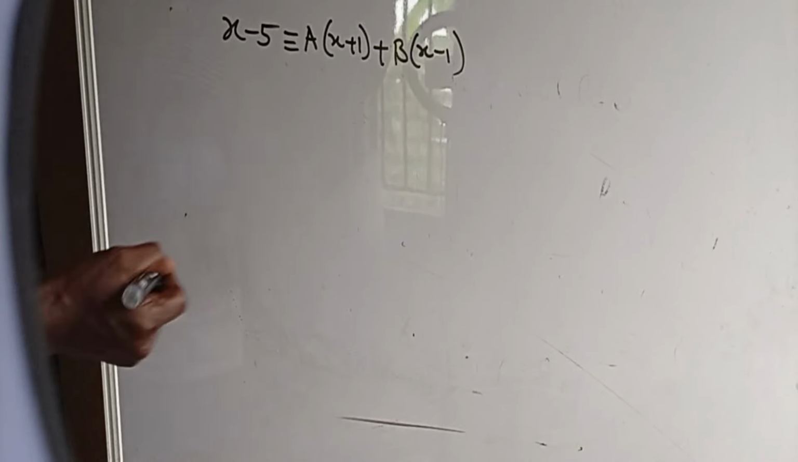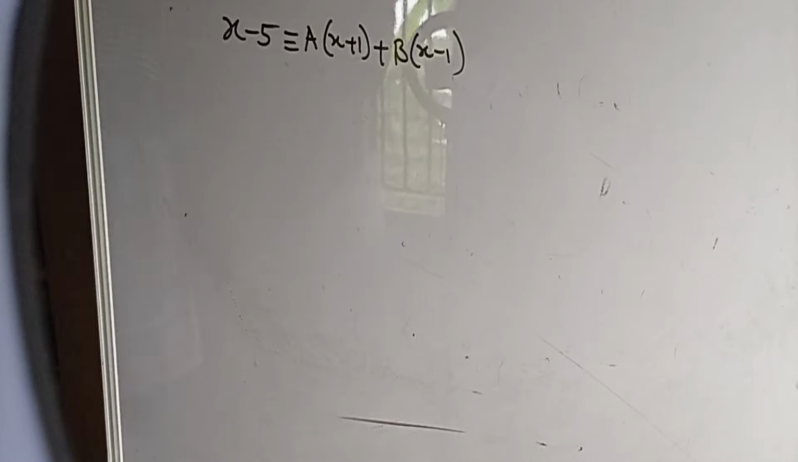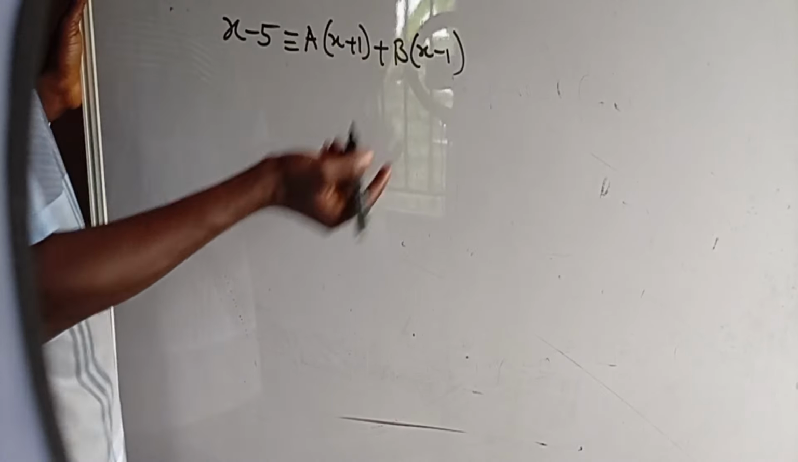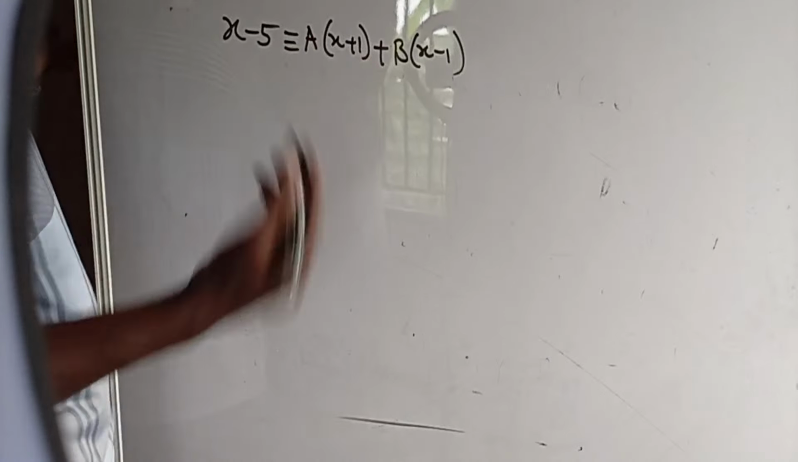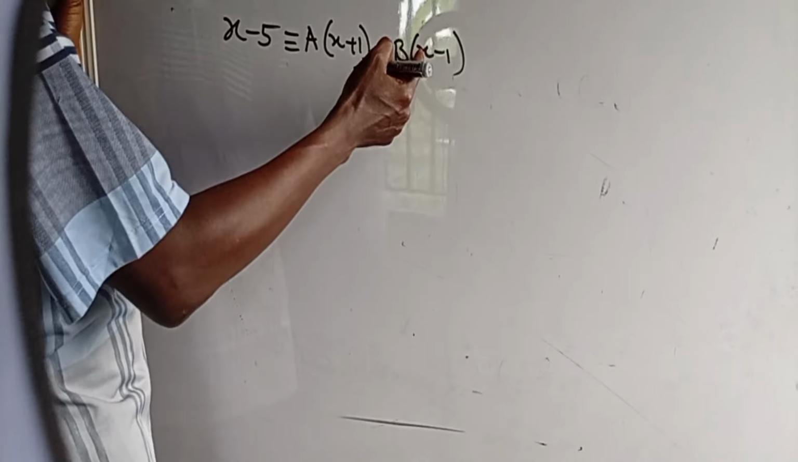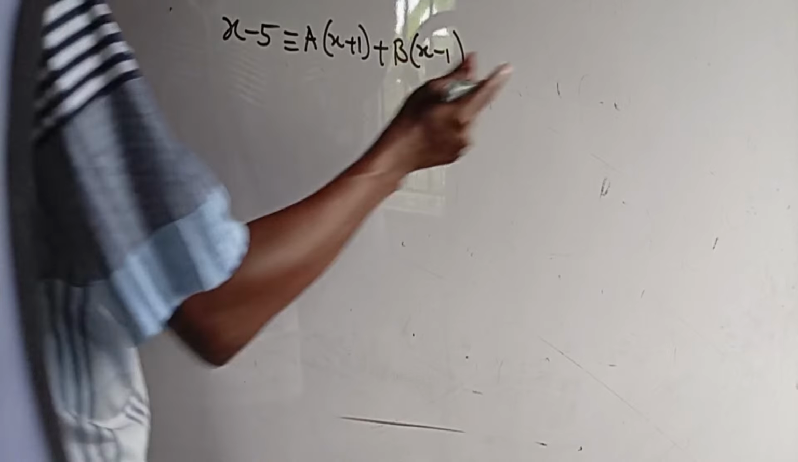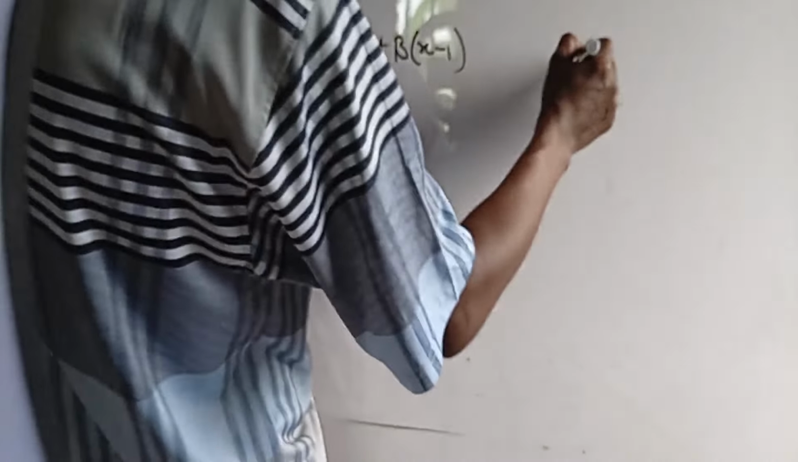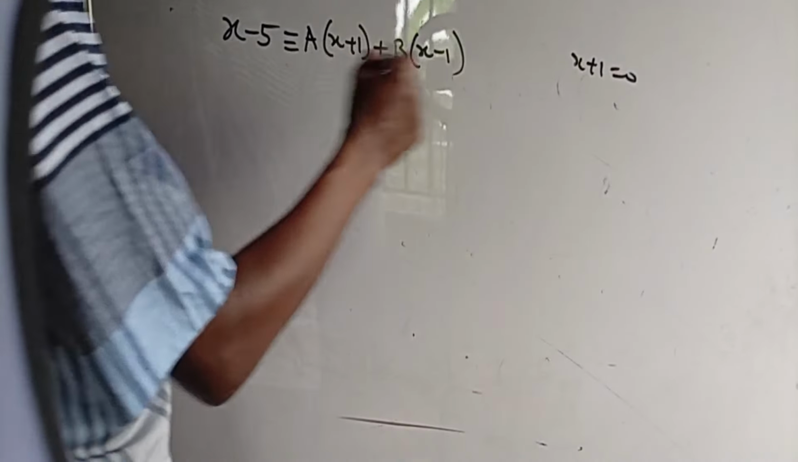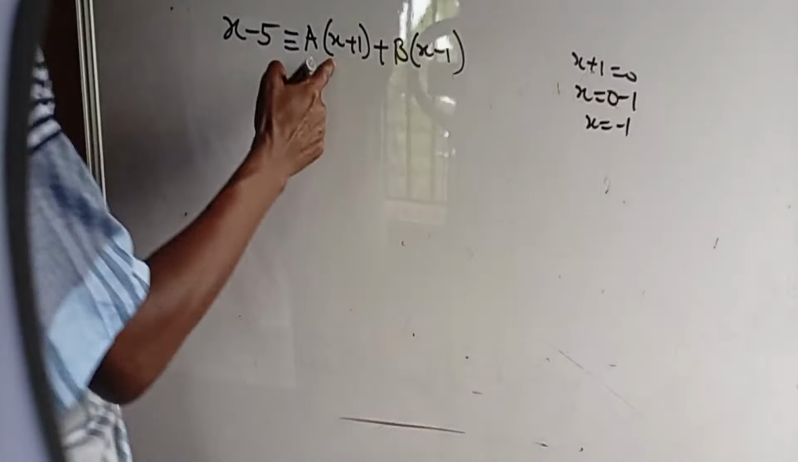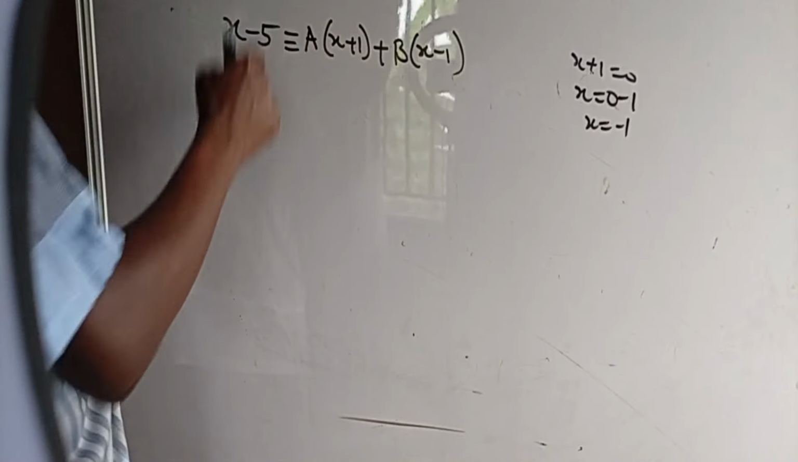Now, what are we going to use here to get a eliminated? Just to eliminate a here, x will be minus 1 because minus 1 plus 1 is 0. And to eliminate b here, x will be 1, so that 1 minus 1 will be 0. If you are still confused here, equate x plus 1 to 0. Let x plus 1 equal 0, so x equals 0 minus 1, which is minus 1. So when you put x equals minus 1 here, everything here becomes 0.